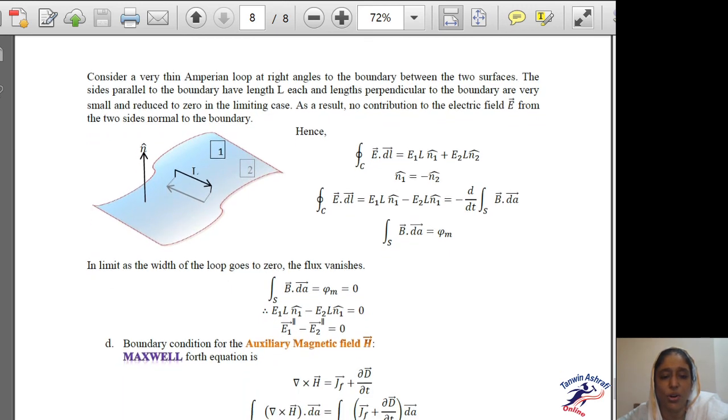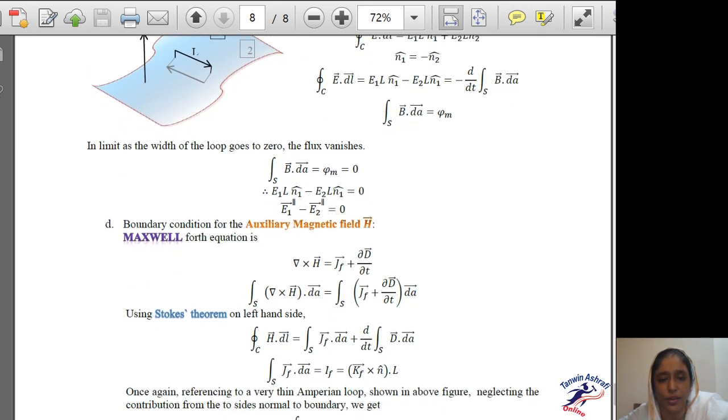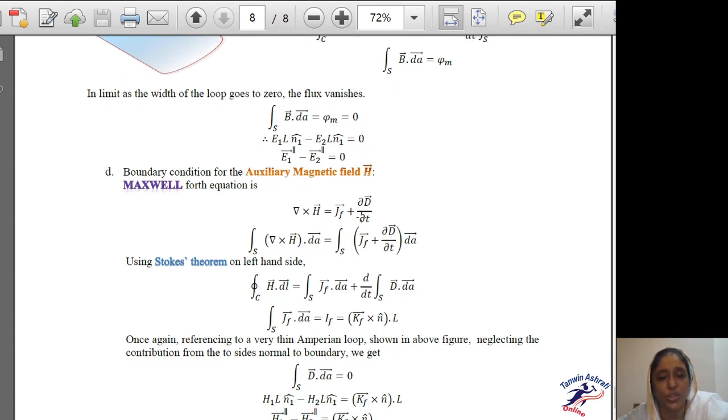The boundary condition of the auxiliary field H. Del cross H is equal to Jf plus partial derivative of D with respect to t. Now, for del cross H, if we apply surface integration on both sides and use Stokes theorem on the left-hand side, we will have the integration over a closed path of H dot dl equal to the integration over the area of Jf dA, and this Jf integration is nothing but the free current If, which is equal to, since it is a surface current, Kf cross n cap dot L.